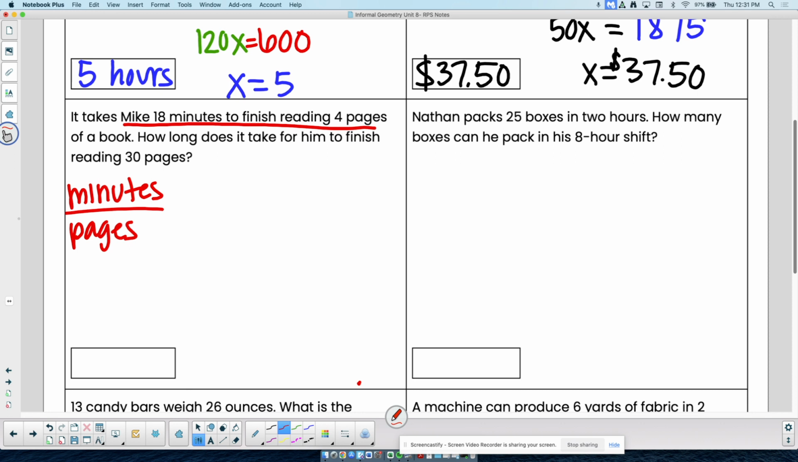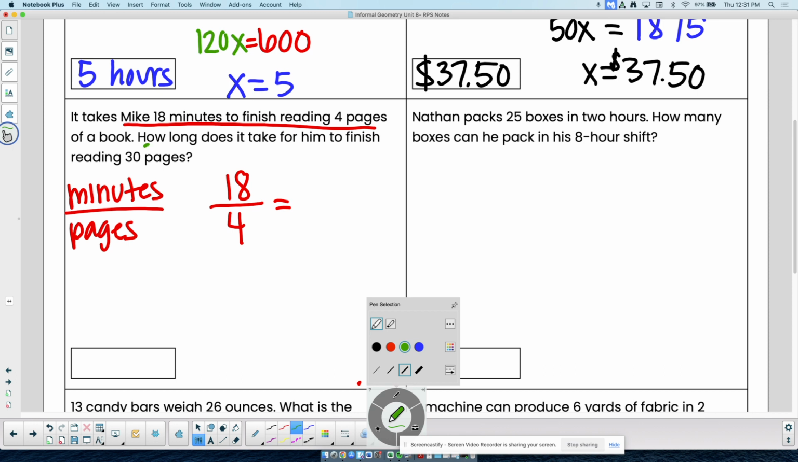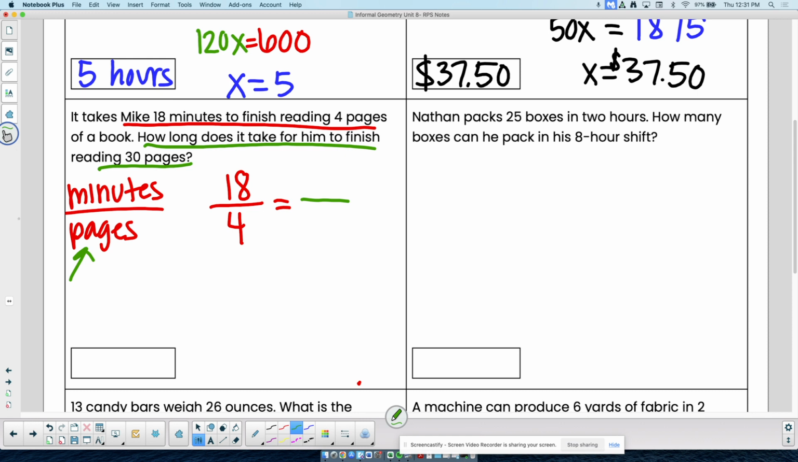Okay, so now let's compare the first one. It took Mike 18 minutes to read 4 pages. So I have 18 over 4. Now we're going to compare the second piece. How long does it take him to finish 30 pages? Well, where's 30 going to go? Pages is on the bottom, so 30 on the bottom, x on top.